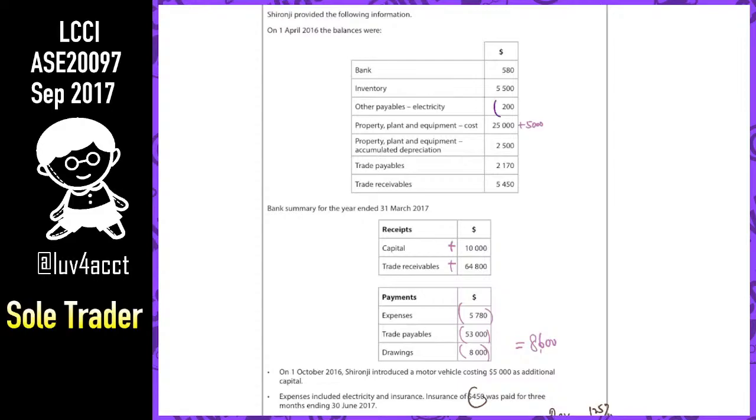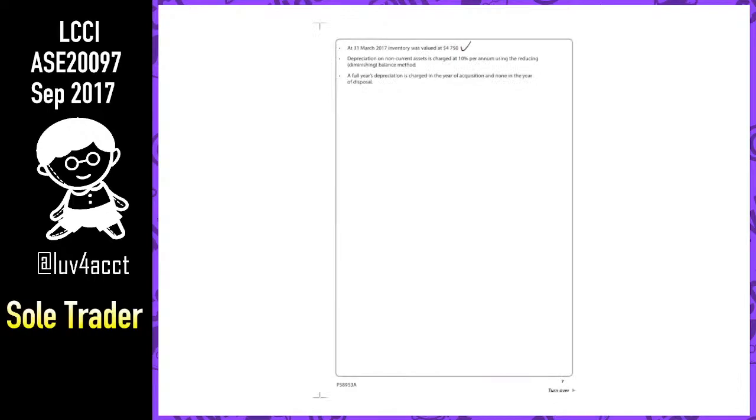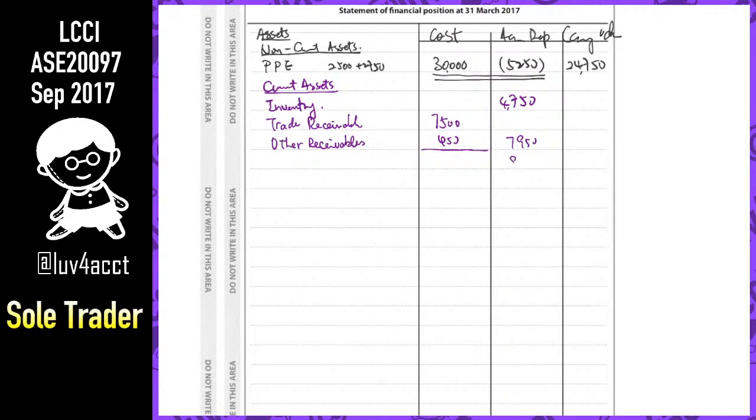Okay, so liabilities, this is contra asset, this is liability. So all the balances added together, minus 200 plus 25,000 minus 2,500 minus 2170 plus 5450. Okay, so we have 31660 as the opening equity, which we'll use in the next section. Okay, so 8600 being your balance for bank.